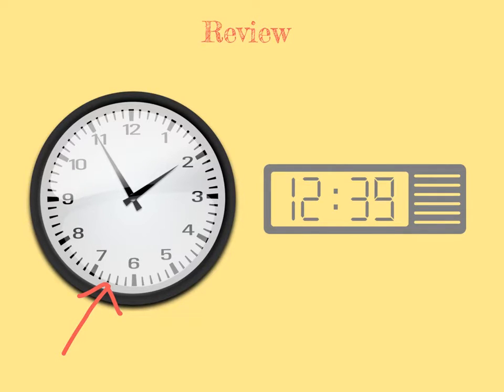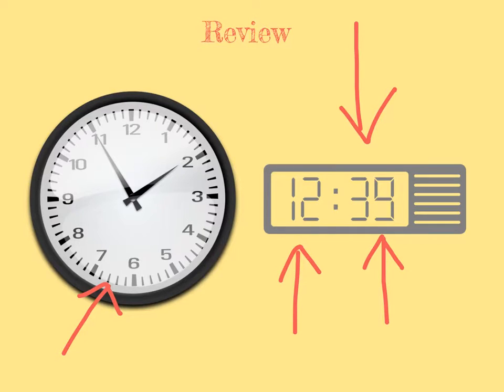Over here, we have a digital clock. On the left side of the digital clock, the numbers represent the amount of hours. And on the right side of the digital clock, those numbers represent the amount of minutes in each hour.